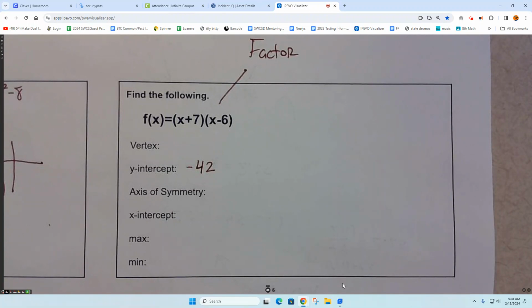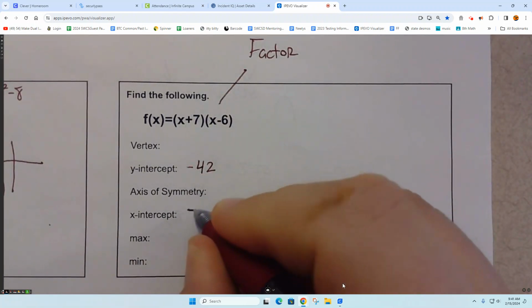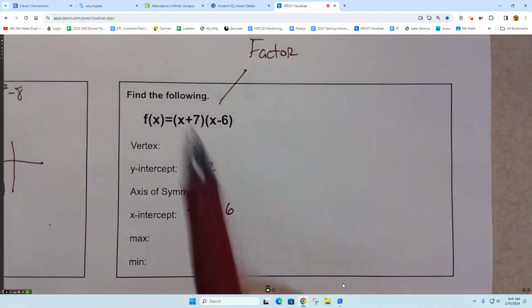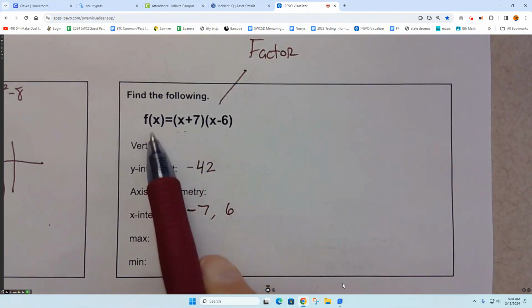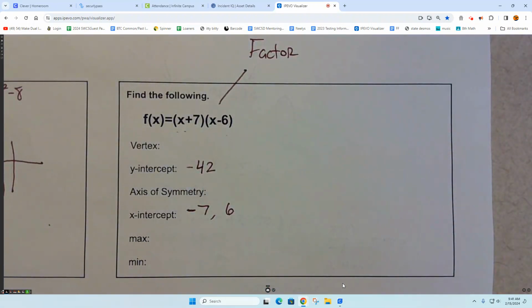There's one other one that we can find easily. Yeah, Brody. Say again. What is our x-intercept? That's correct. -7 and +6, because that's going to make this equal to 0. I don't care what this is, making the whole thing equal to 0. That's the form that that's for.